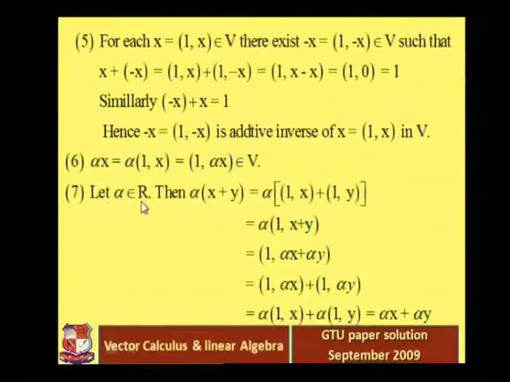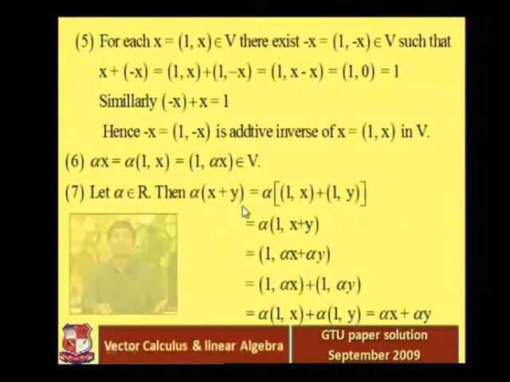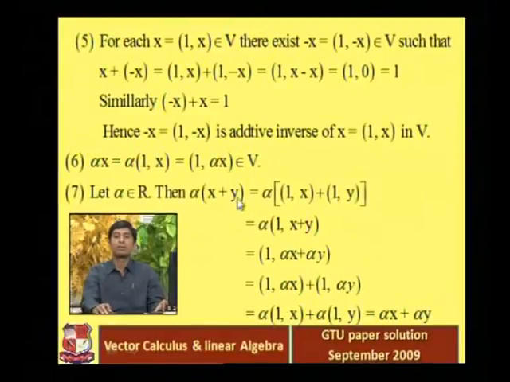Next we are trying to prove the distributive law. Let alpha belong to R, then we have to prove that alpha (x + y) = alpha x + alpha y. So alpha (x + y) becomes alpha ((1, x) + (1, y)). Now x + y becomes alpha (1, x + y), and using the definition of scalar multiplication, from this step to this step we have to use the definition of scalar multiplication.